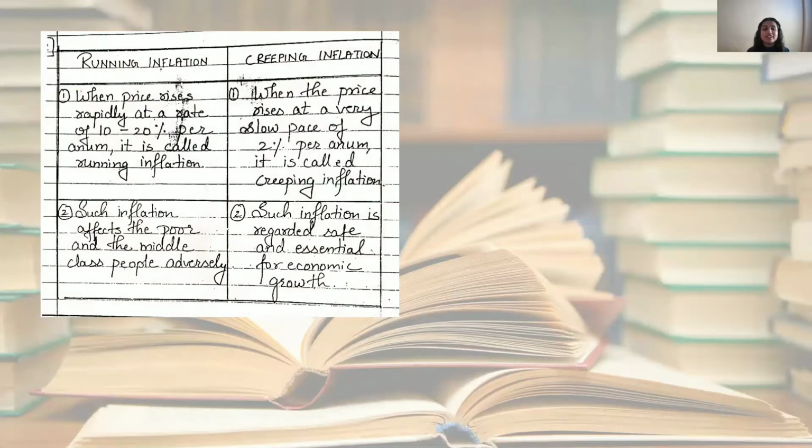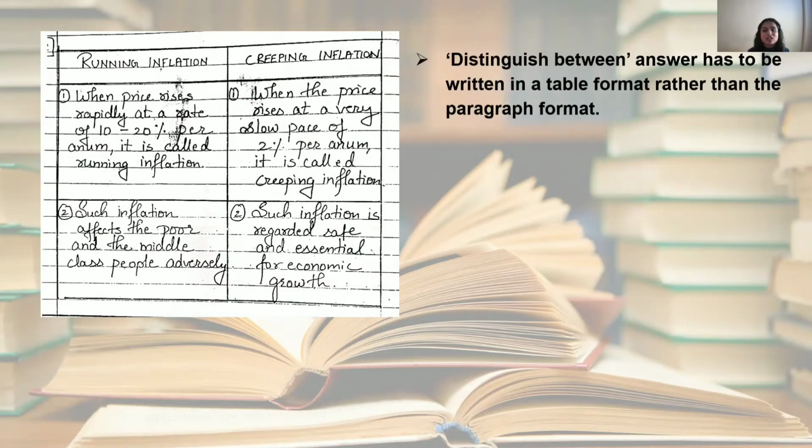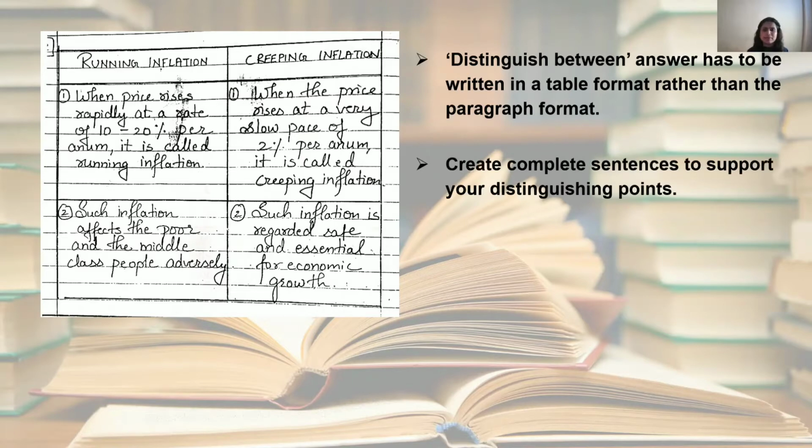Now, what to do when there is a distinguish between question that you're faced with? First of all, and I've mentioned this time and again, a distinguish between answer must compulsorily be written in a table format rather than paragraph format. A paragraph format, while attempting the answer for distinguish between, is a big no-no. Create complete sentences. Many times it has been observed by the board that students tend to stick to 1 or 2 words and leave their answer incomplete. No, you're not supposed to do that. Try and complete your sentences, frame proper sentences to support your distinguishing points.